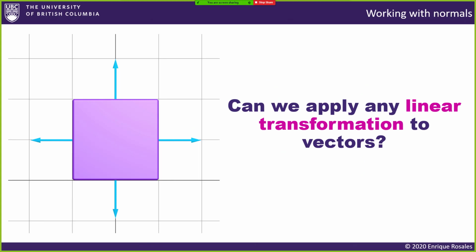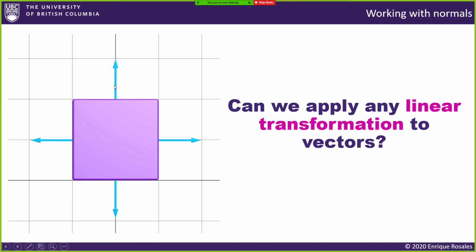What do you think? Can we apply any linear transformation to vectors, or is there still some constraint when we are talking about vectors versus points? If you think we can apply any linear transformation, say any. If not, you say no. Some, no. Okay. So here we have an example in which I have a box, right?